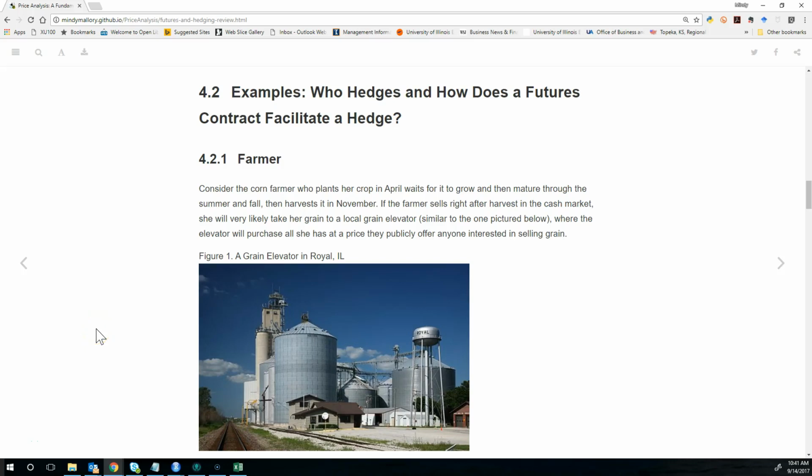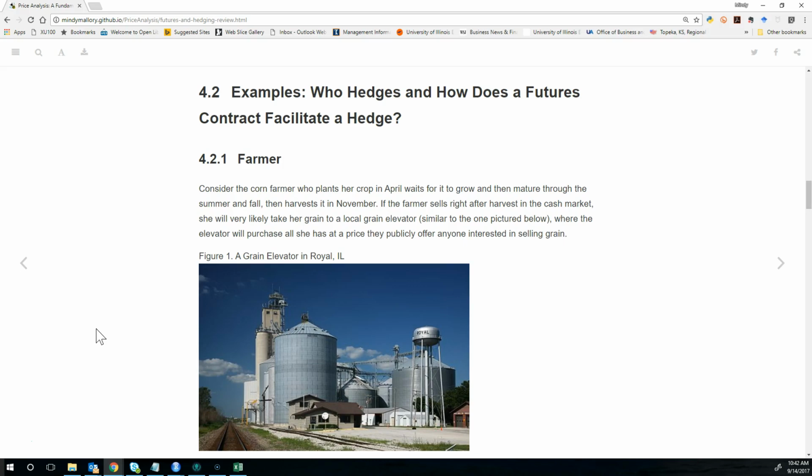All right, so let's move along with Chapter 4 and work through some examples of who hedges and how exactly a futures contract actually does reduce risk in something like price. So the first example is kind of the classic example in ag economics anyway, and that's of a farmer who plants their crop in the springtime. They have to wait for it to grow through the summer and then harvest the grain in the fall.